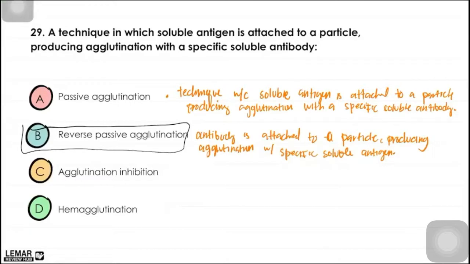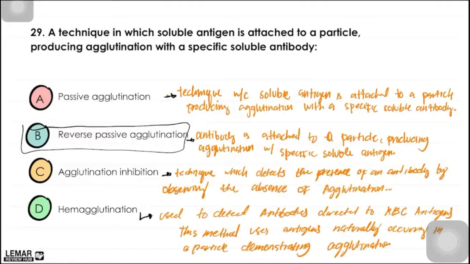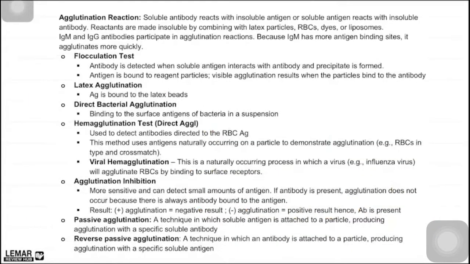Okay? So, number 29, the answer is letter B, reverse passive. So, number 29, letter B, reverse passive agglutination. Para po medyo mas naiintindihan po yung sulat.